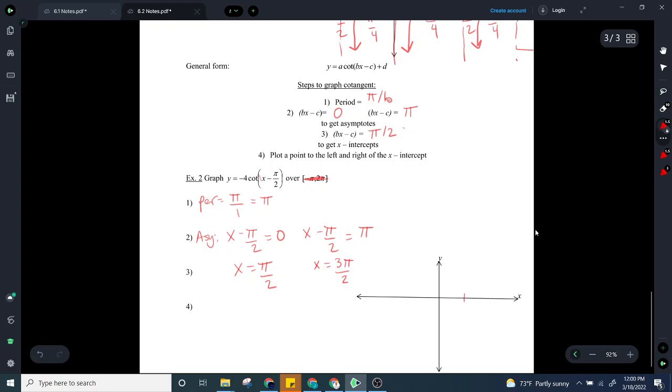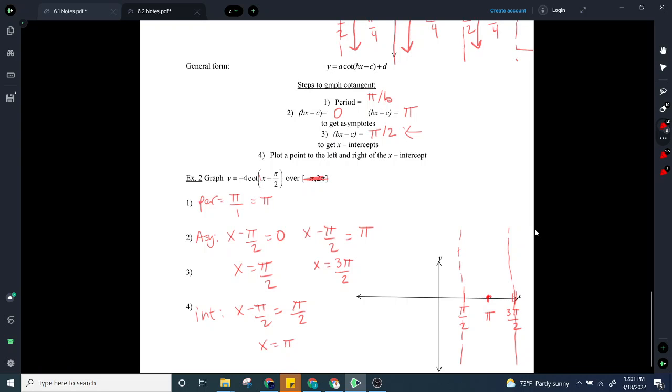So let me go ahead and start my graph. Pi over 2 and 3 pi over 2 are going to give me my asymptotes. So let's go ahead and draw those. The halfway point between them is where the intercept would be. You can just figure out what's halfway between the two, but you can also use step 3, the equation here, to get the intercept. You're going to set x minus pi over 2 equal to pi over 2 again. Add pi over 2, you get x equals pi, which would be the halfway point, right? If you think about your unit circle, halfway between pi over 2 and 3 pi over 2 would be pi.